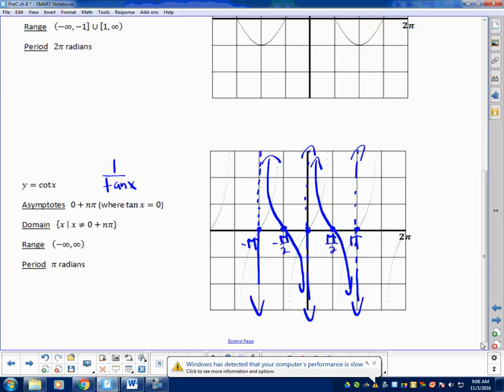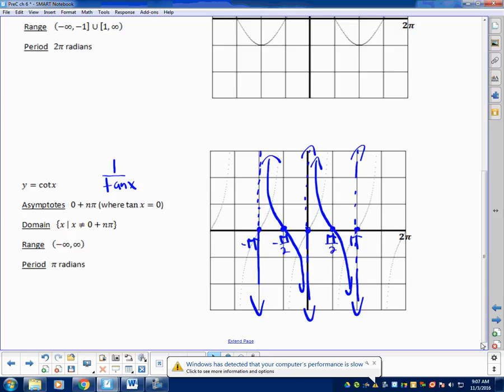So once again, the period is the same. It's pi radians. But because cotangent is the reciprocal of tangent, we have our vertical asymptotes at multiples of pi: 0, pi, 2 pi, 3 pi. And then the center is halfway in between at the pi over 2s, negative pi over 2s, and it is reflected.